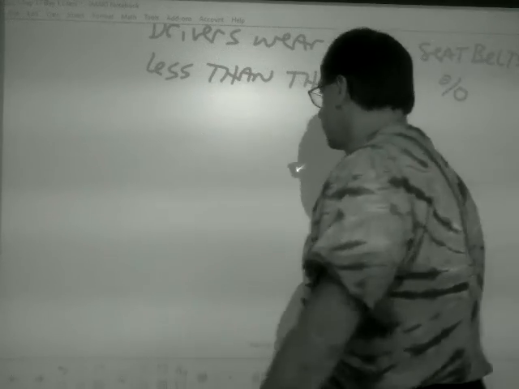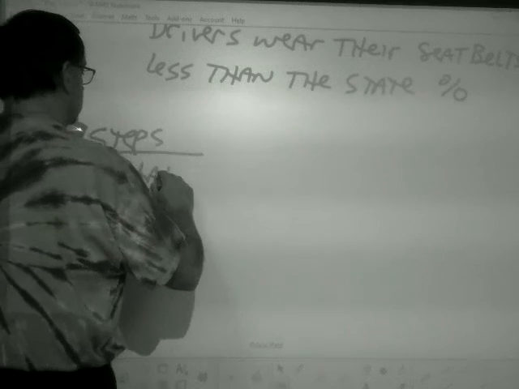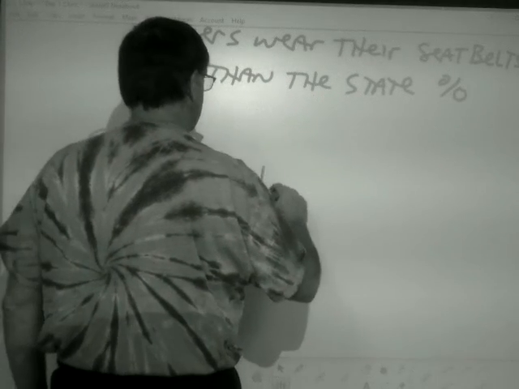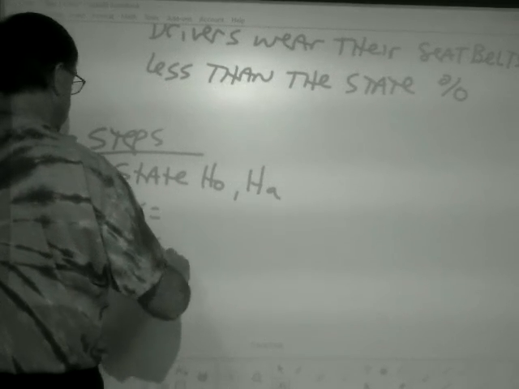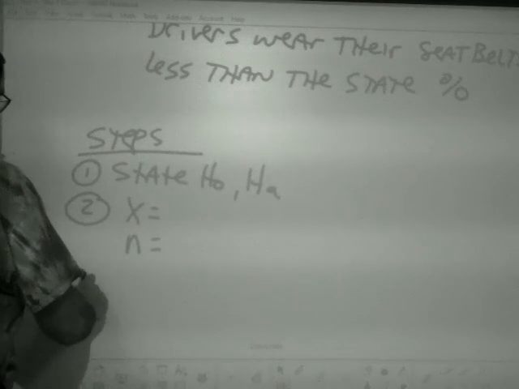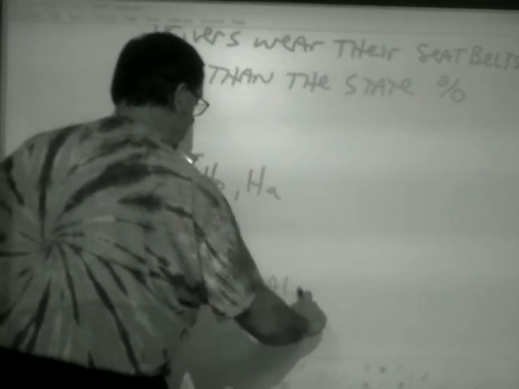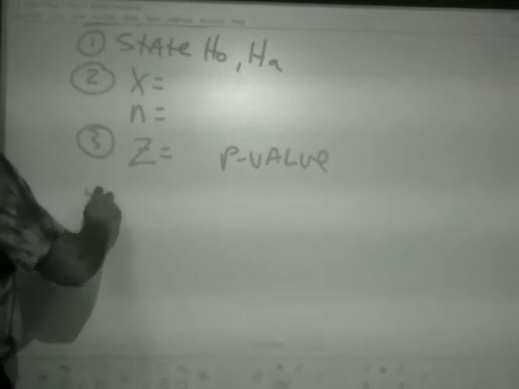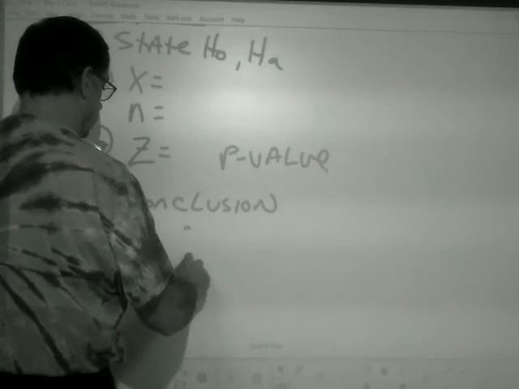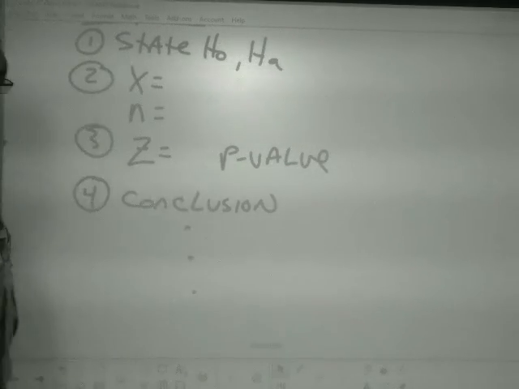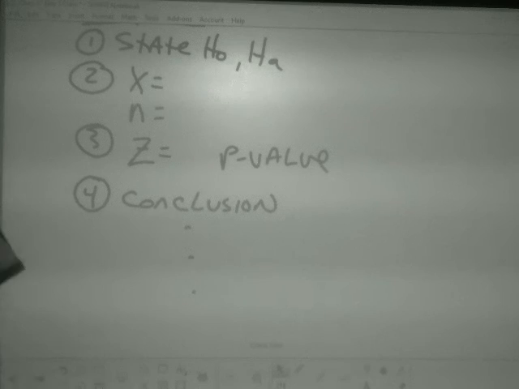So again, steps. Step 1, state H0 and HA. Step 2, identify X equals, N equals. You need your Z value, you need your P value. And then the last thing you're going to do is write your conclusion. 3 bullets in your conclusion. All 3 have to be there. The calculator does all the hard work, all the math calculation work. That's it.